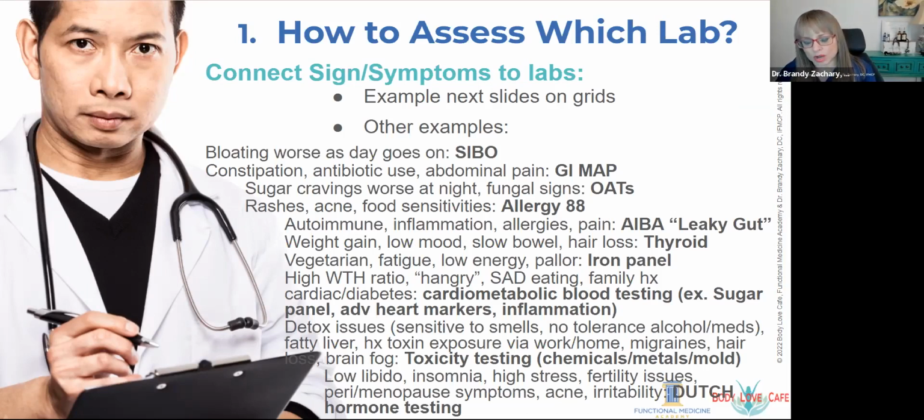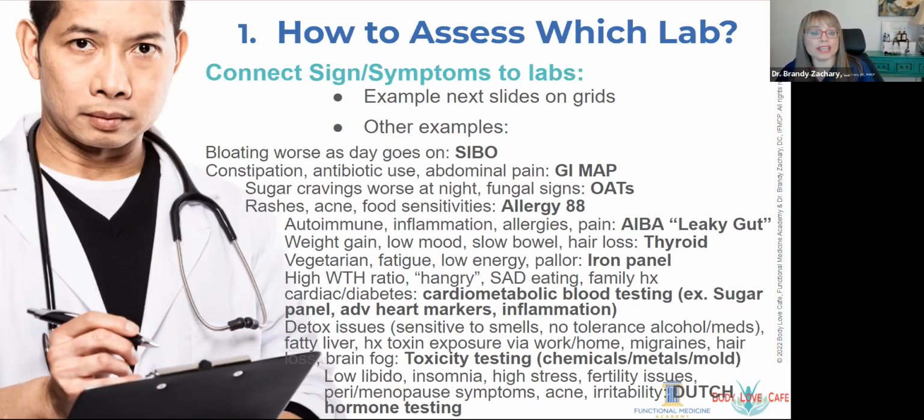Someone comes in, they either have autoimmune issues or it's a concern, a lot of inflammation, allergies, and pain. I might be thinking of a leaky gut test. The one I like is ABA. I don't like the other ones as much. I teach another detail in a class. I have so much to cover. I'm going to keep going, but that's just my personal favorite.